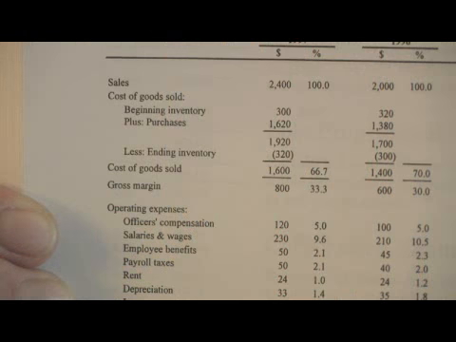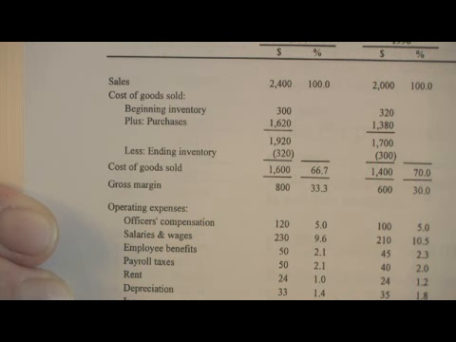Sometimes it's broken down more than that. Sometimes it's just total sales. The next section is cost of goods sold, and that's basically all of the costs that go into making the item to sell. For instance, you'll have raw material, you'll have inventory that you purchase, freight in, anything that has to do with the actual product that's being sold would be cost of goods sold.